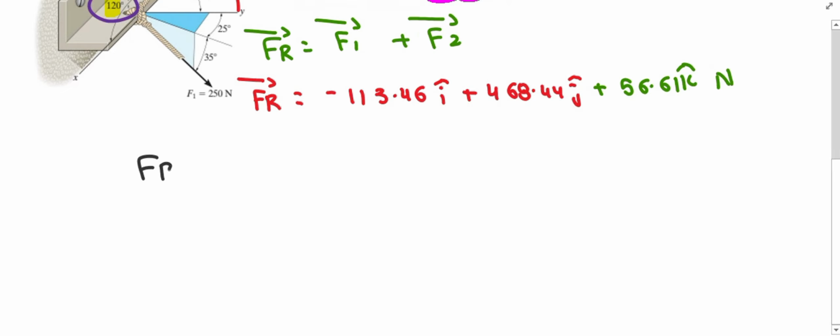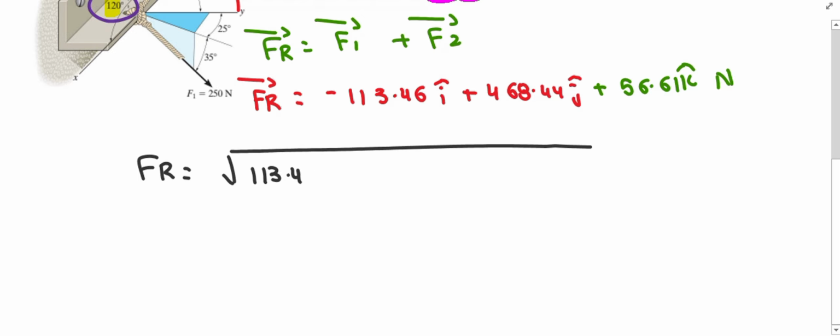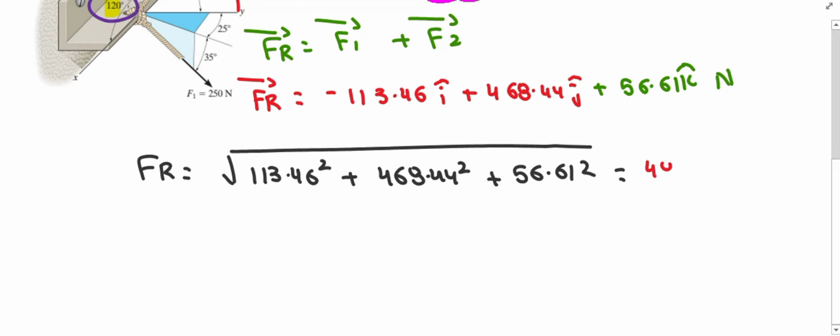Now, what about its magnitude? For the magnitude, we have the formula Fr equals the square root of 113.46 squared plus 468.44 squared plus 56.61 squared. Grab the calculator, put the values into it and solve for the magnitude of the resultant vector. The magnitude of the resultant vector is 485.29 Newton.